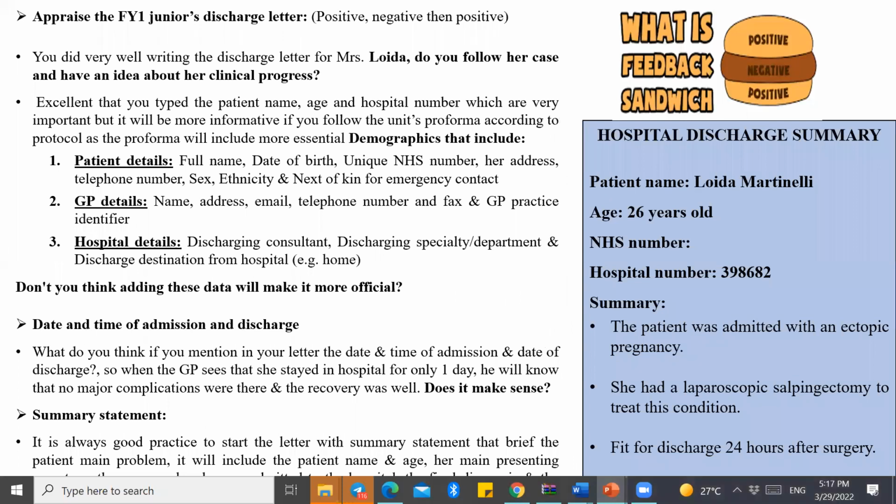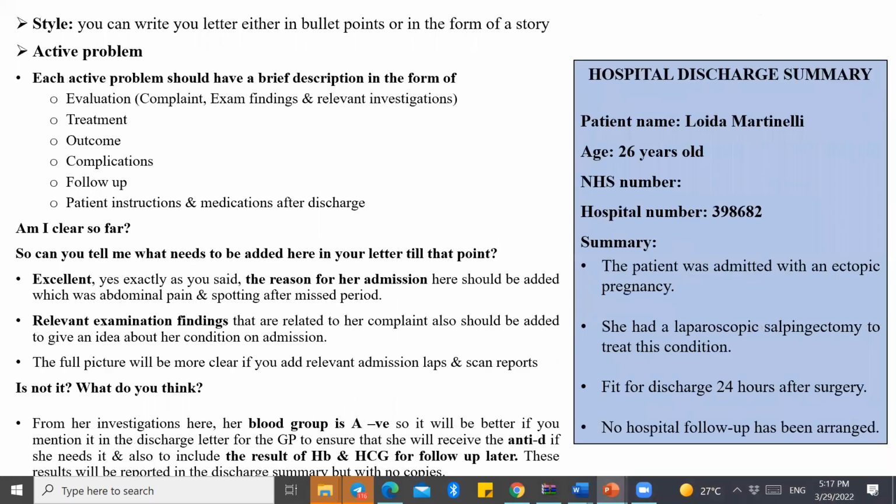As we mentioned, the demographic data, the date and time of discharge. If you want, you can add the summary statement at the beginning. Then the style: besides handwriting, it can be written in bullets or in a story. Am I clear so far? Am I clear till this point? That was very good to keep the candidate engaged during the discussion. Excellent, that's enough. You are praising him without wasting too much time, and you are a very fast learner, and these phrases.